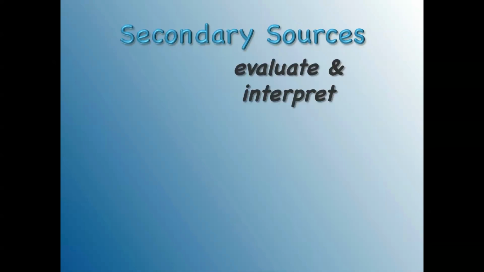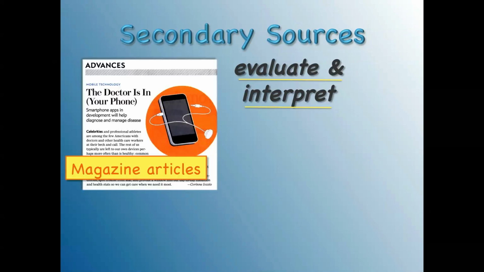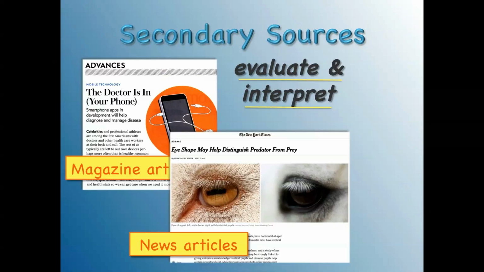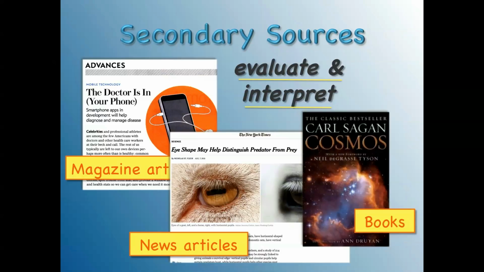A secondary source evaluates and interprets the primary literature for a broader audience. Among other types of secondary sources, the secondary literature may include magazine articles, this one's on health apps for smartphones, news articles. Here's an article about one possible reason the shape of pupils varies among animal species. And books, like this Carl Sagan book Cosmos, which was later adapted into a TV series in 1980 and again in 2014.